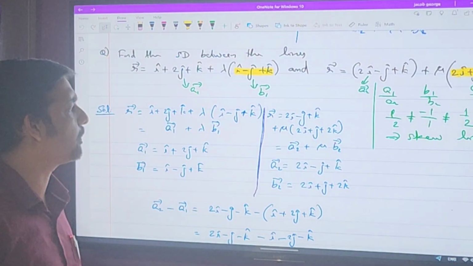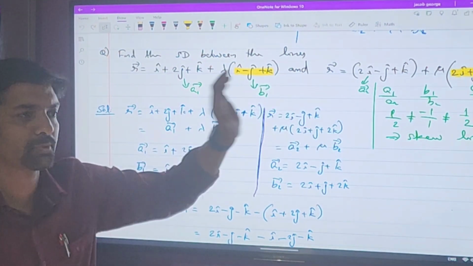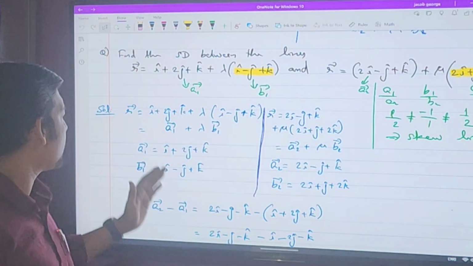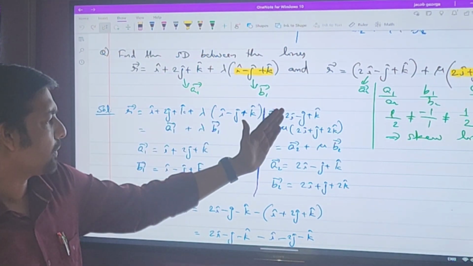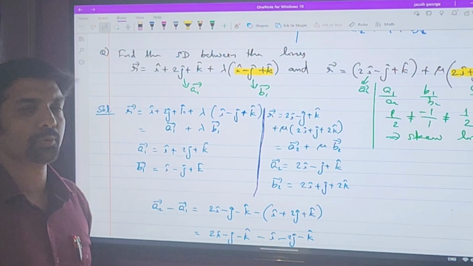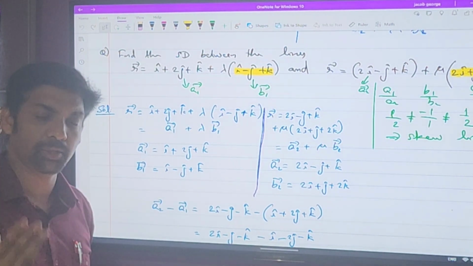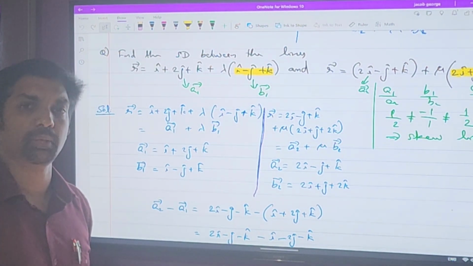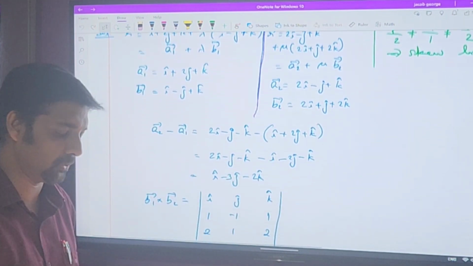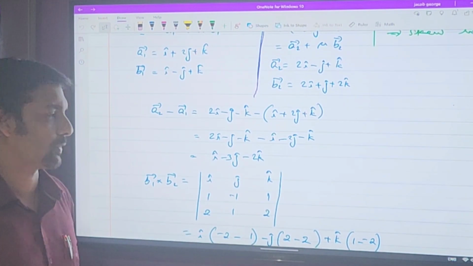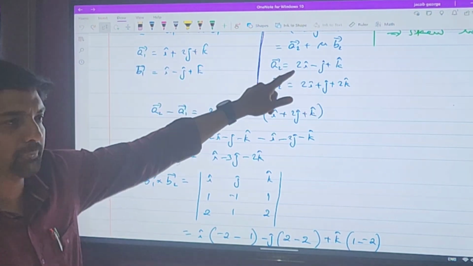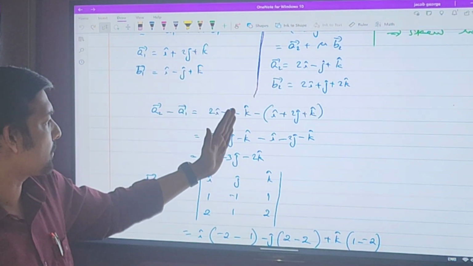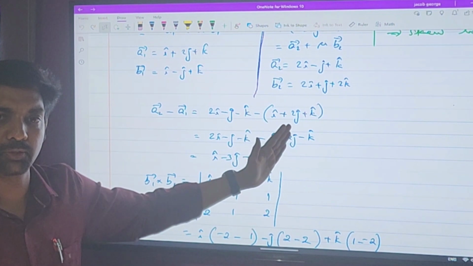When you get this type of question in the examination, first of all you have to check this proportionality. And then we have to write vector a1 from here, vector b1, then vector a2 and vector b2. So we have to find vector b1 cross b2, vector a2 minus a1, and the modulus of b1 cross b2. So let's see how to find these three quantities for the shortest distance. The first step is vector a2 minus a1, the difference between these two. So this is vector a2 minus this one, vector a1.